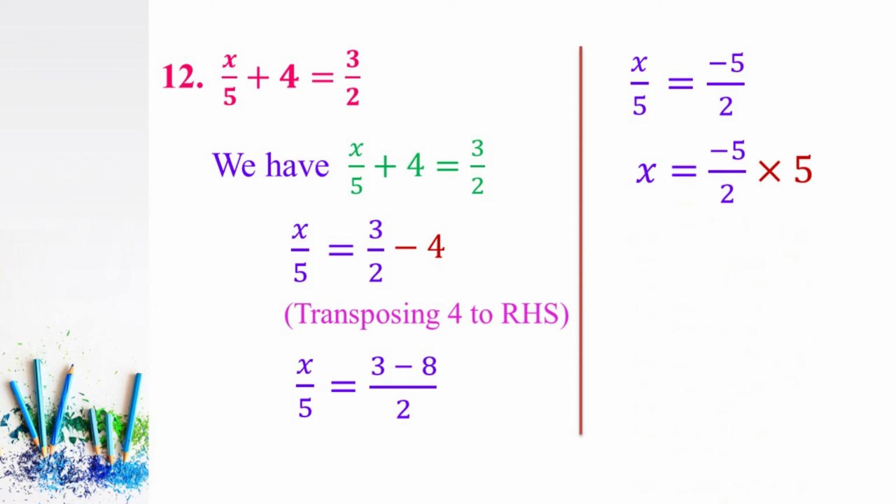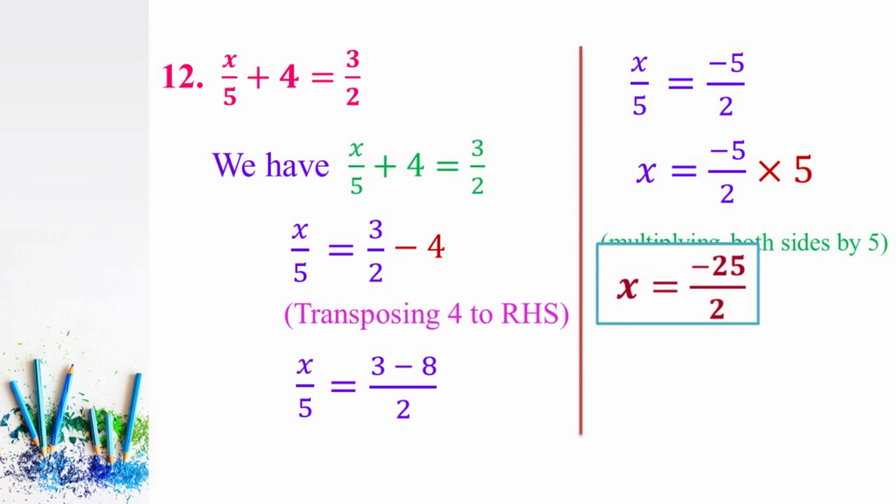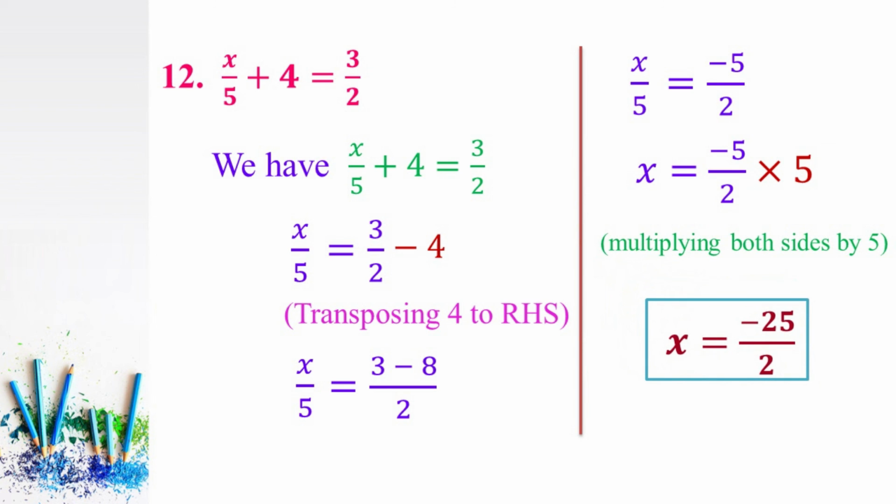Now multiply the equation with 5 on both sides of the equality. So x divided by 5 into 5 equal minus 5 by 2 into 5. 5s are cancelled. So x equal to minus 5 by 2 into 5. Minus 5 into minus 5 will get a minus 25. So x equal to minus 25 divided by 2. The solution x equal to minus 25 by 2.